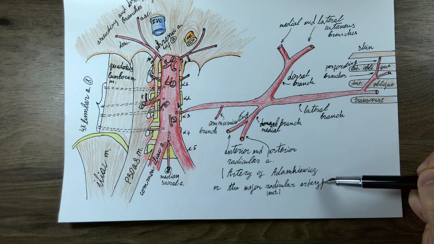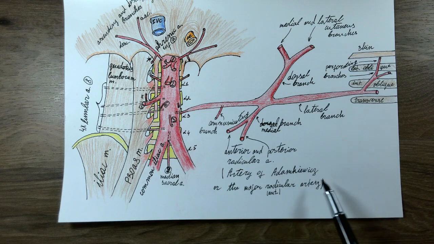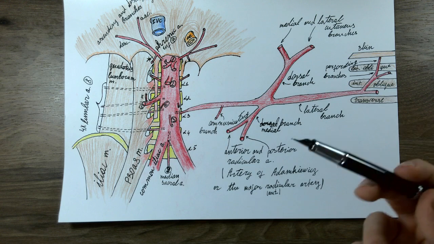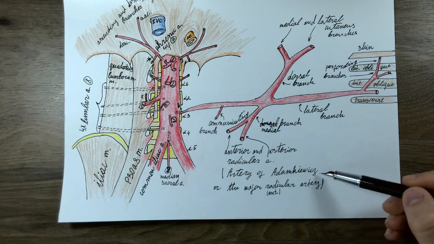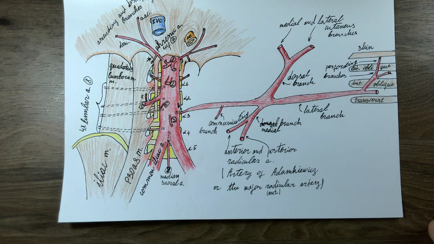Personally, I prefer the major radicular artery, or arteria radicularis magna, because this gives you an explanation of what the artery is, right? It's the biggest radicular artery, so the name implies the function. But you'll hear the other one more often.